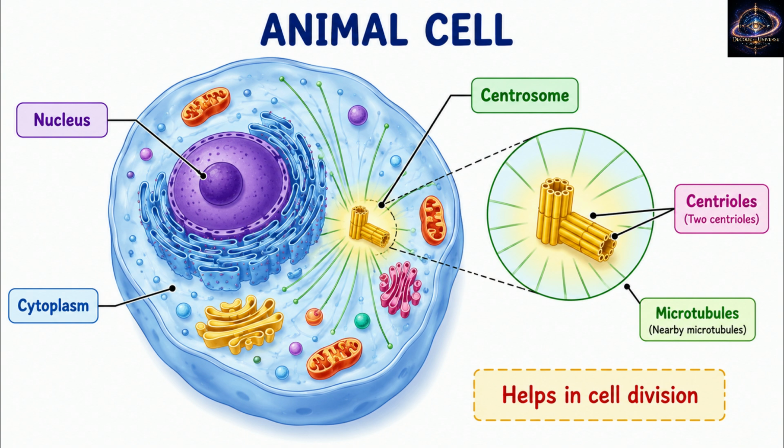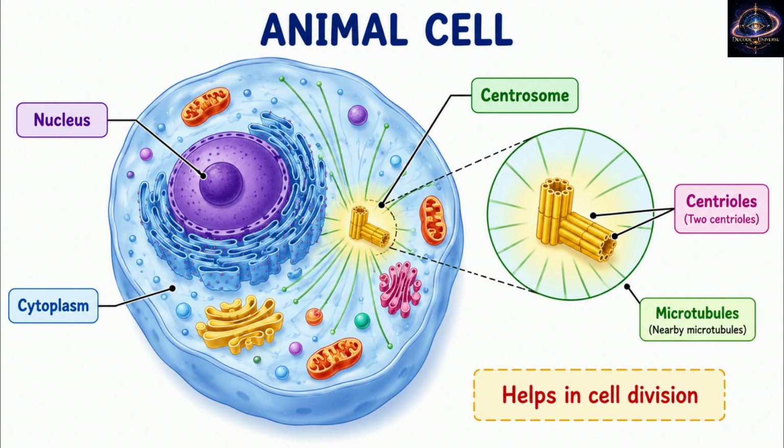Q21. What is endomembrane system? Golgi complex, lysosomes, and vacuoles together form the endomembrane system. Q22. What is the function of rough ER? Rough ER helps in protein synthesis and secretion. Q23. What is the function of smooth ER? Smooth ER helps in lipid synthesis.